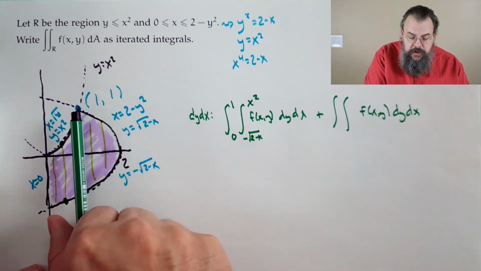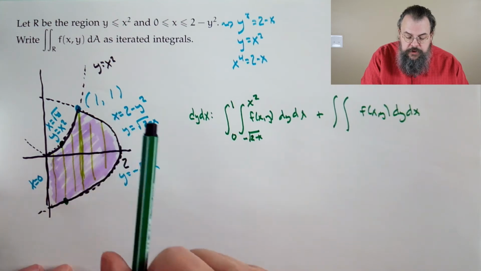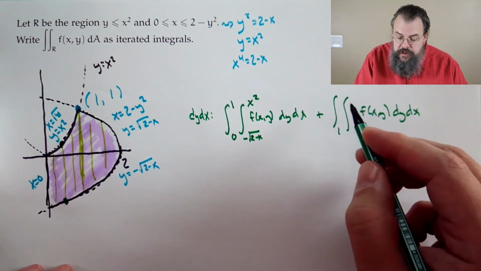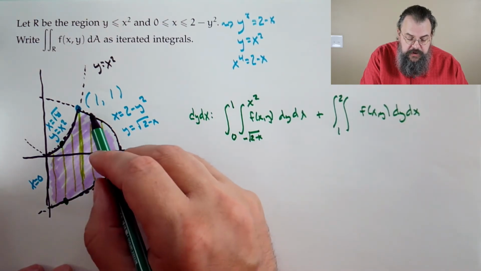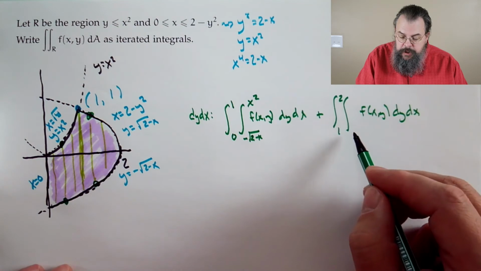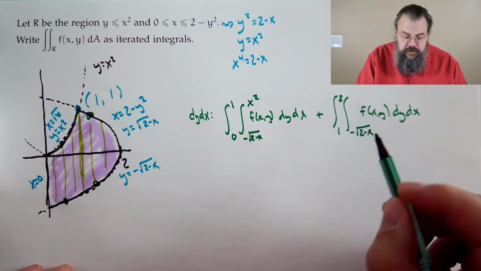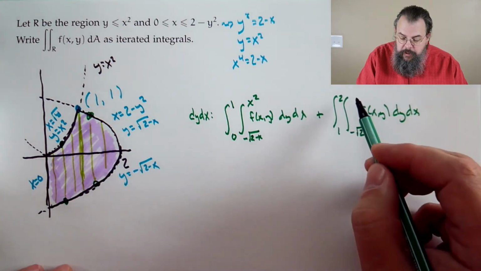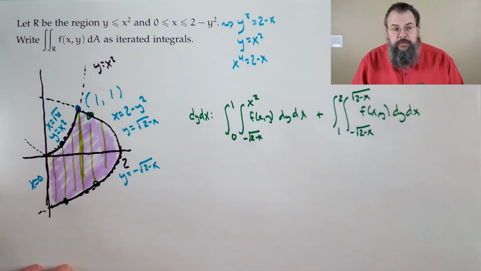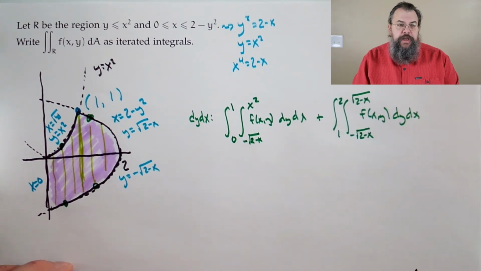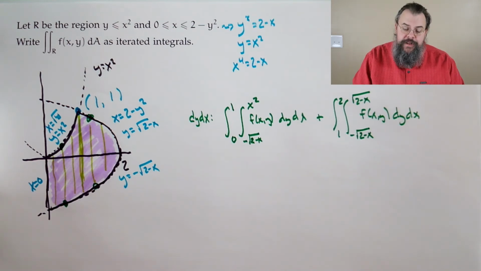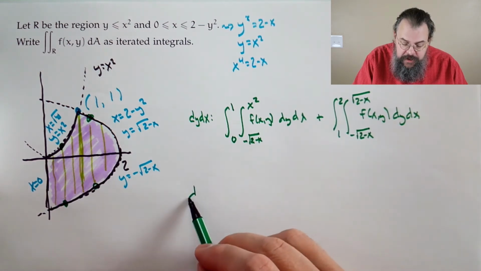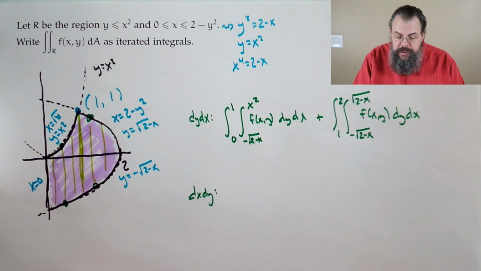Now, from here, we're going from 1 to 2. So 1 to 2, and we're going to go from the bottom to the top. The bottom curve, minus square root 2 minus x. The top curve is plus the square root of 2 minus x. That's it. Great. That's one answer. Now, if we did it the other way, dx dy, what would we end up with?